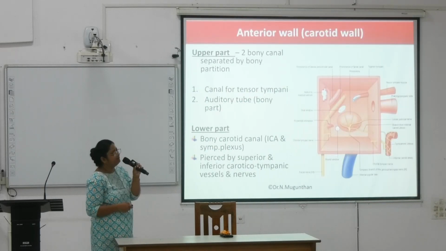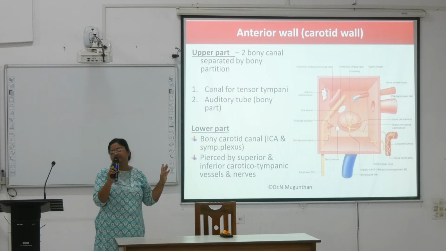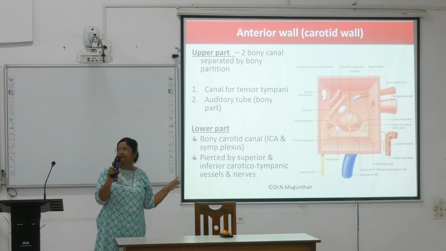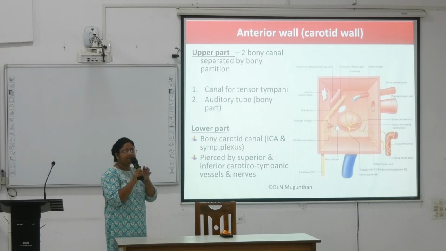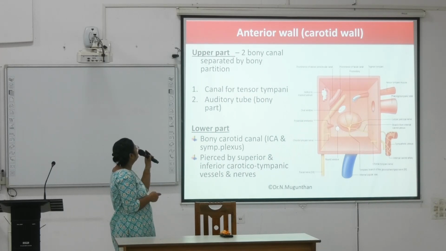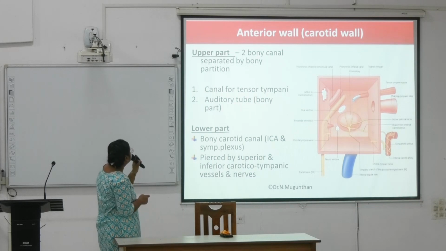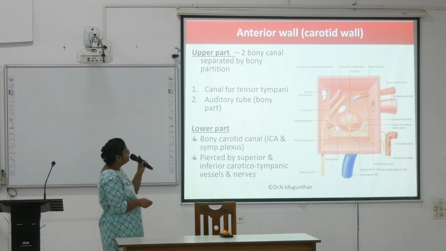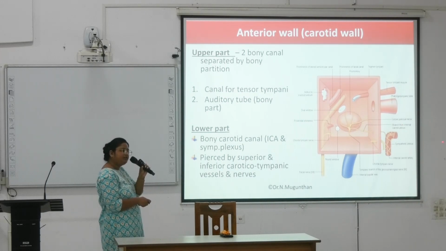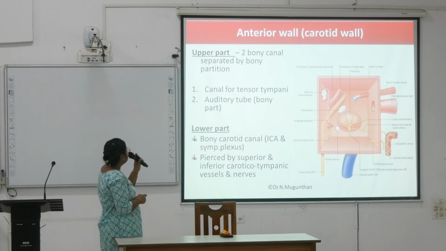Now we go to the anterior wall. The tympanic membrane was forming the lateral wall of the middle ear. The anterior wall of the middle ear has a carotid canal in the lower part, and it is also known as the carotid wall because the internal carotid artery is lying in close relation. It has in the upper part two bony canals separated by a bony partition. The upper one is the canal for tensor tympani.